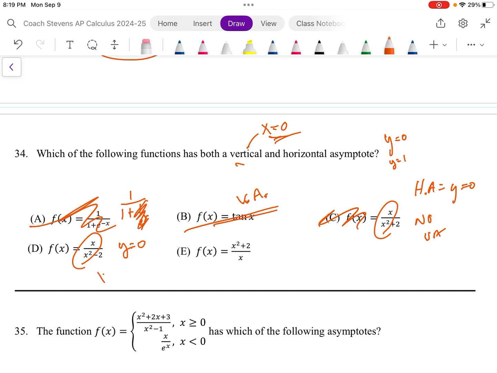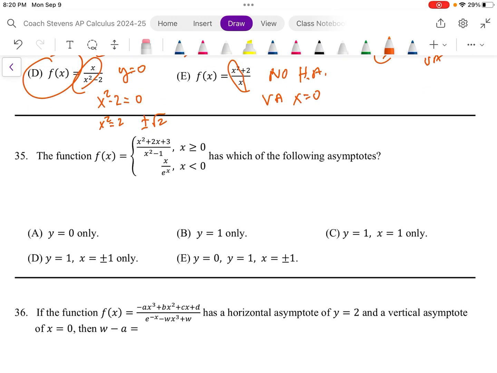Vertical asymptotes, well, x squared minus 2, I could solve and get x squared equals 2. So plus or minus root 2, those are where my vertical asymptotes are. So this is a potential one looking at it. And then on the next one, the degree on the numerator is bigger than the degree on the denominator. So this one has no horizontal asymptotes. It does have a vertical asymptote at x equals 0. So to me, D is the best choice here.